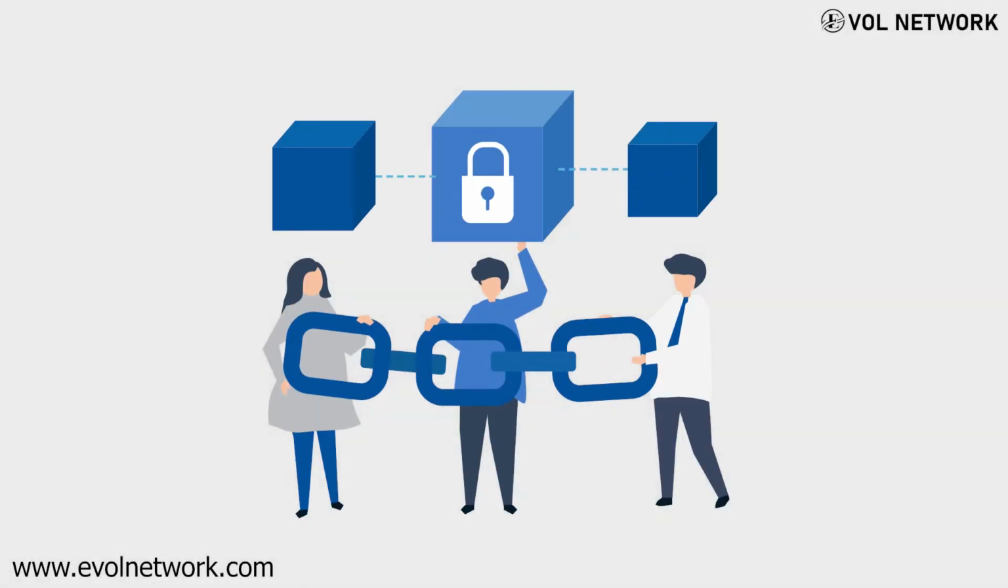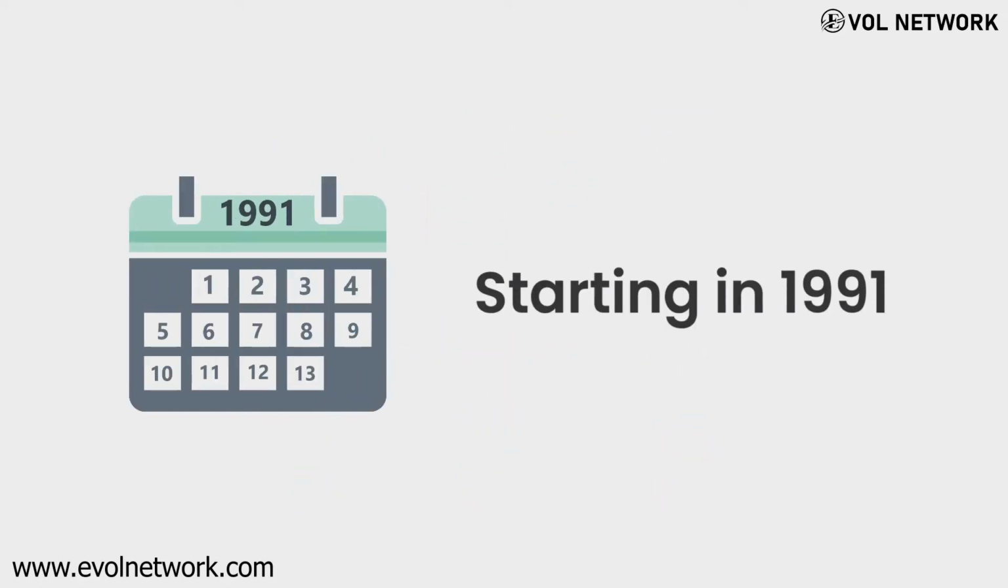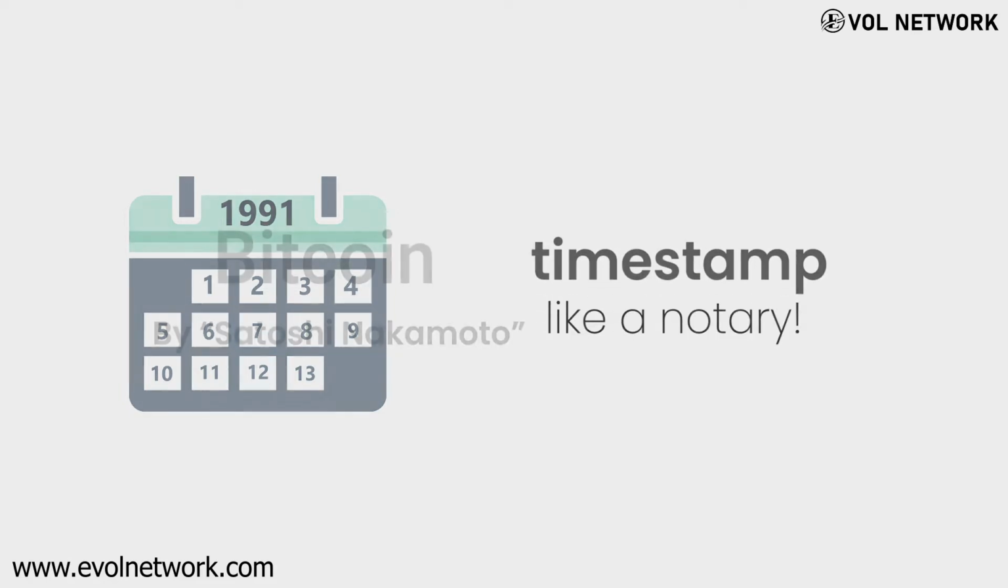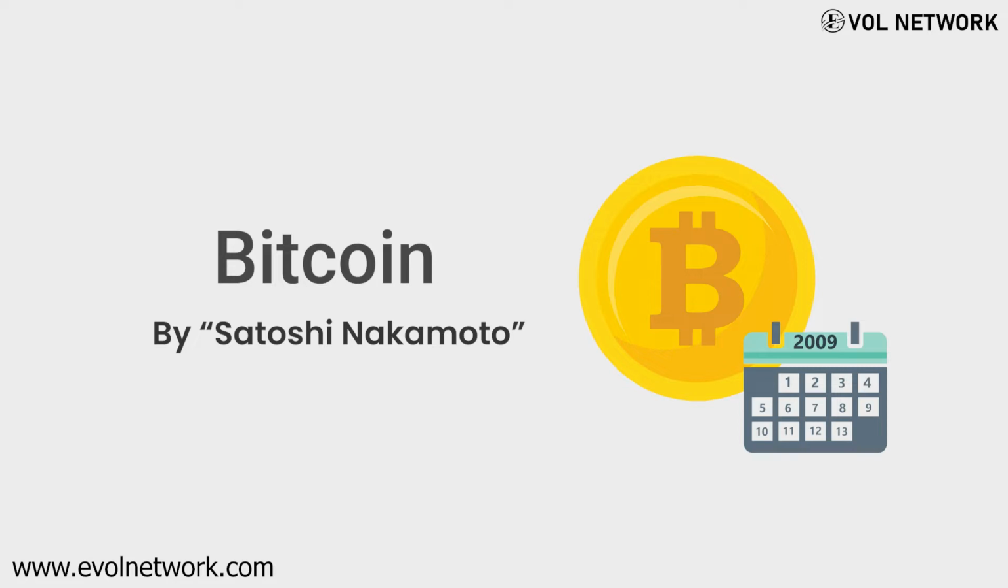A blockchain is a chain of blocks that contains information. The blockchain technique was initially described in 1991. It was originally intended to timestamp digital documents so that it's impossible to backdate or tamper with them, almost like a notary. Although it mainly went unused until Satoshi Nakamoto adapted it in 2009 to create a digital cryptocurrency, Bitcoin.